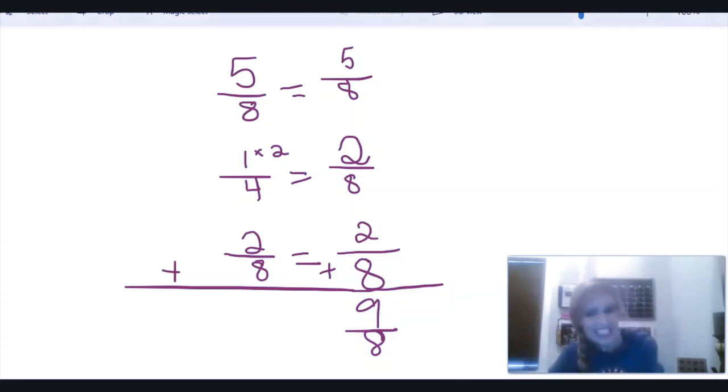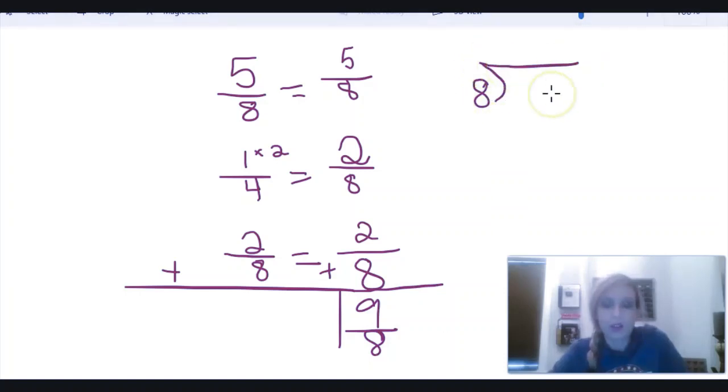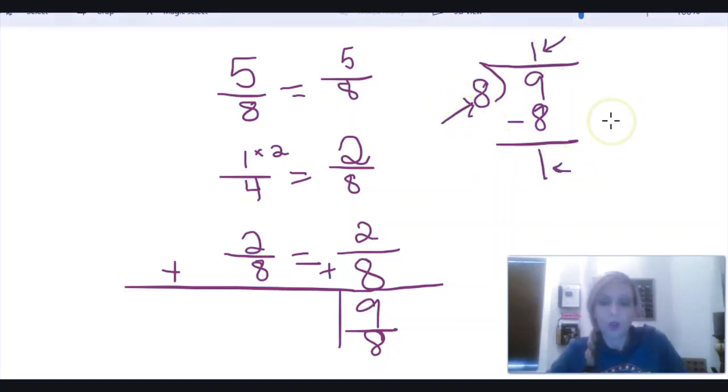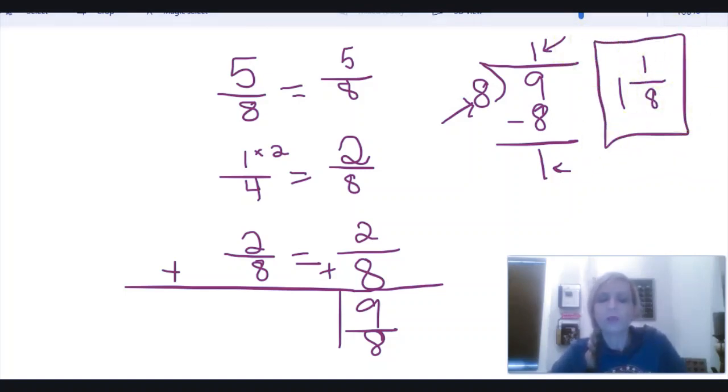Is that my final answer? Can't be. Why? This is an improper fraction, okay? I can't leave that as the answer. I hope you remember how we make that into a mixed number. I know you do. So we have to divide. The smaller number always goes on the outside, remember? So how many times will 8 go into 9? Just once, okay? 1 times 8 is 8. I subtract, I get 1. Whole number, numerator, denominator. Whole number would be 1. Numerator, 1. Denominator, 8. So my final answer would be 1 1/8.